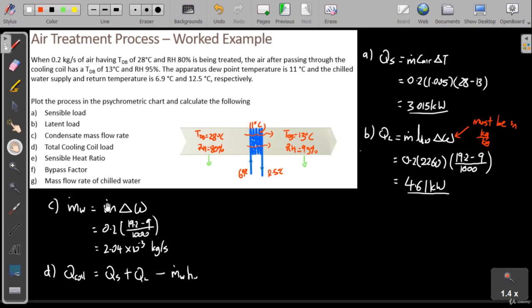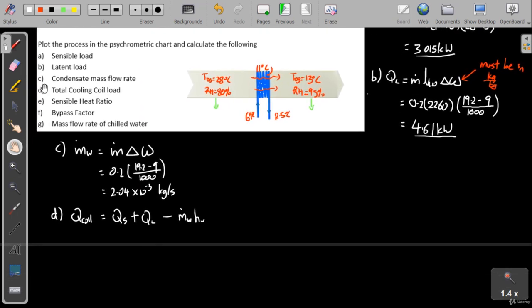Okay, let me shift this up a little bit. So sensible load is 3.015. Latent load is 4.61. Mass flow rate of condensate water is 2.04 times 10 to the power minus 3, which we have just found. Enthalpy of the condensate will be equal to the condensate temperature, which we can assume to be the same as the apparatus dew point temperature, 11 degrees Celsius, multiplied by 4.19. So this will give us the enthalpy of the water.